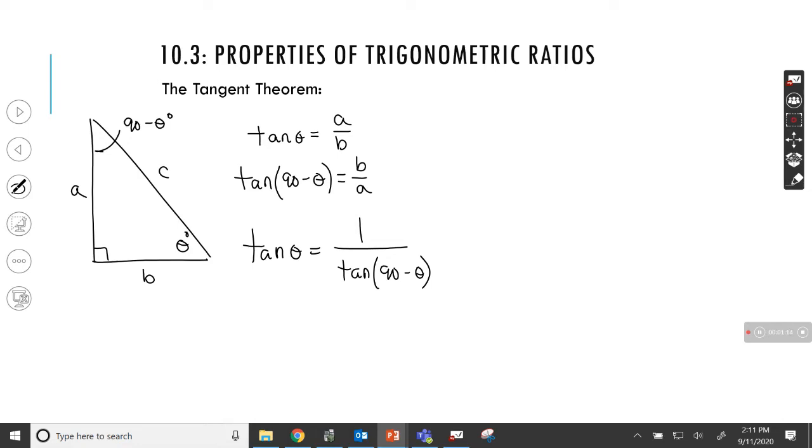So that is a connection that we have found. So that's part of the tangent theorem. It's kind of like a corollary, a side note to the tangent theorem. The most important part of the tangent theorem is coming up.